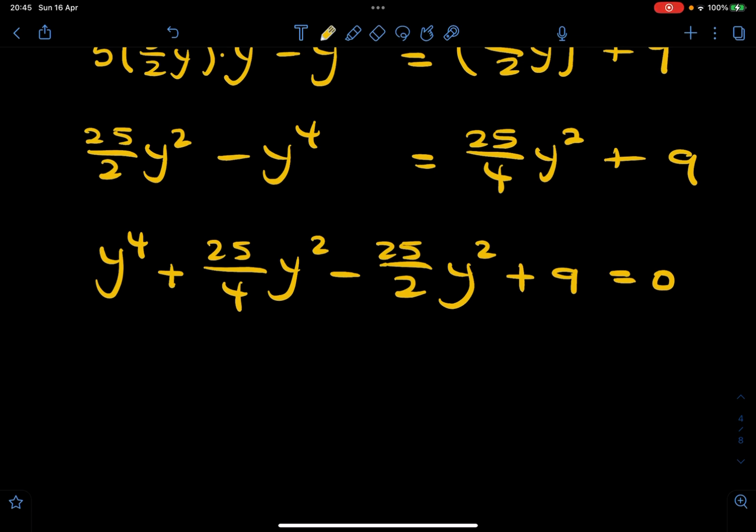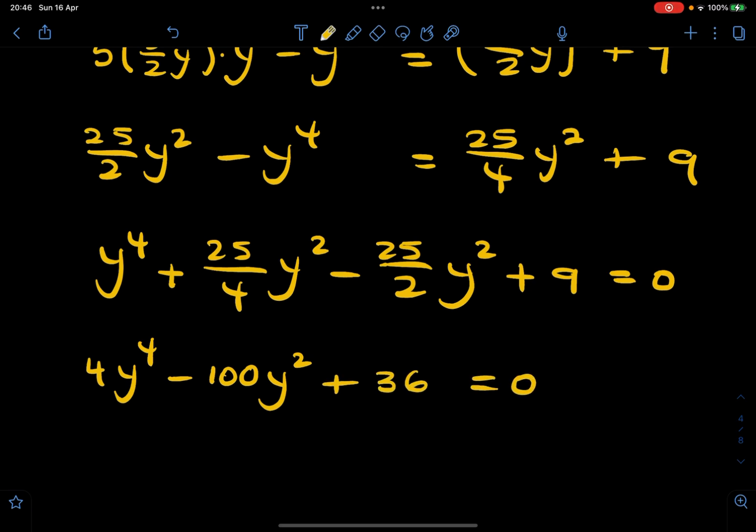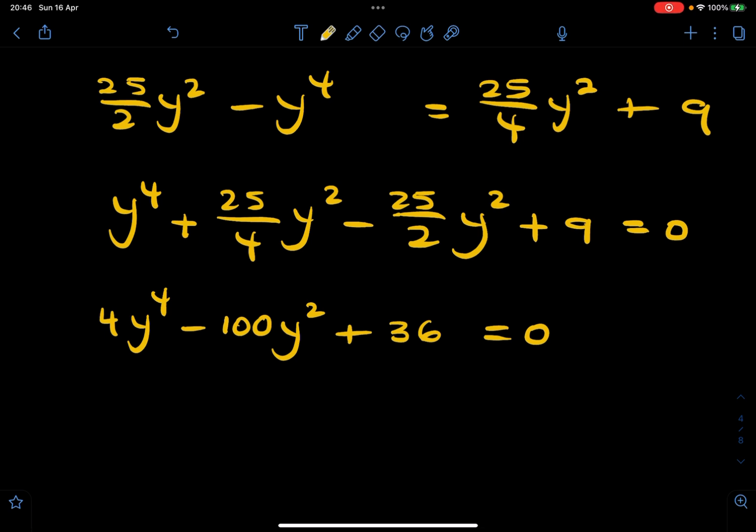And if I multiply everything by 4, I'll get 4y to the power 4 minus 100y squared plus 36 equals 0. So this is a quadratic equation. Let me just see, can I factorize this? Because basically it looks like it's a quadratic in terms of y squared.